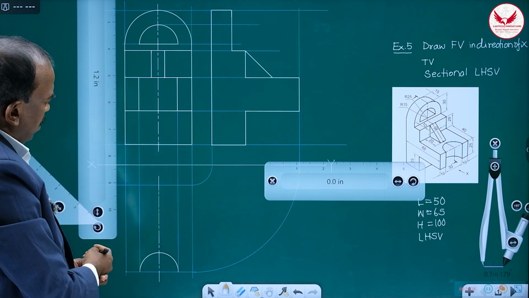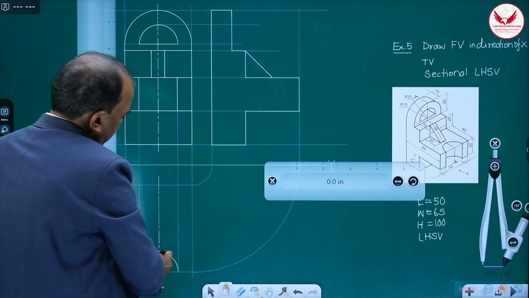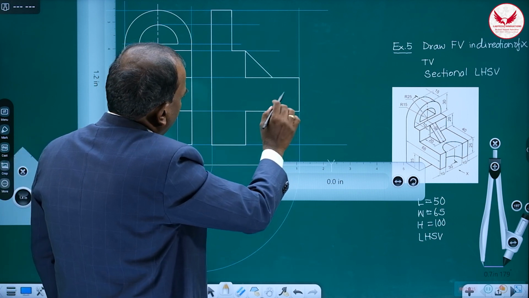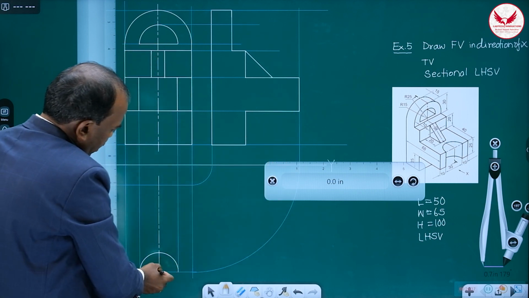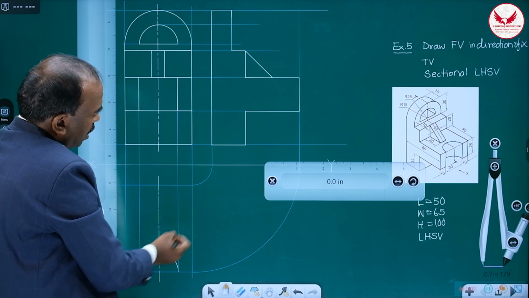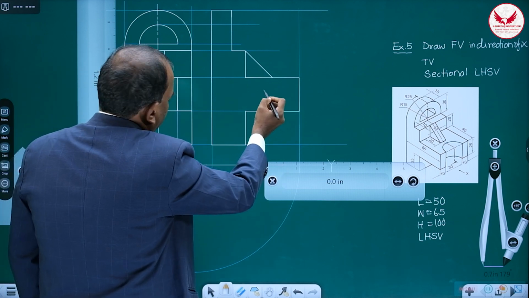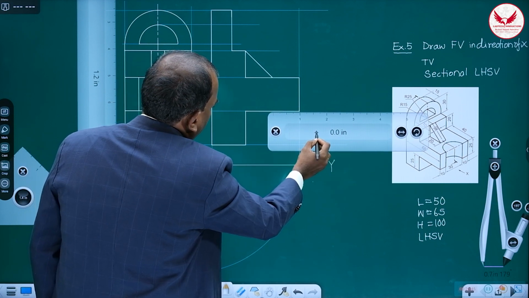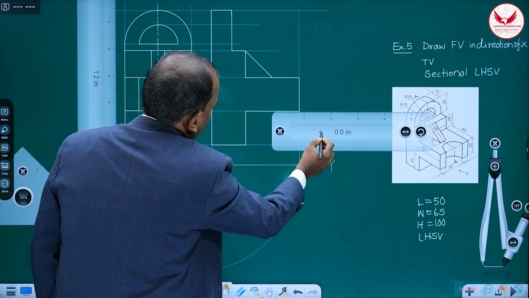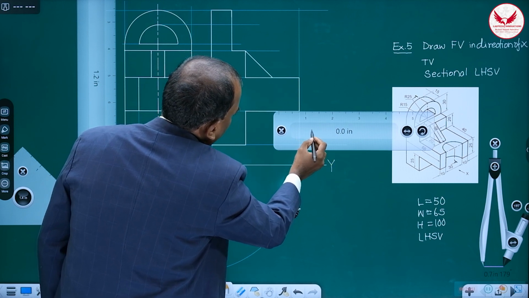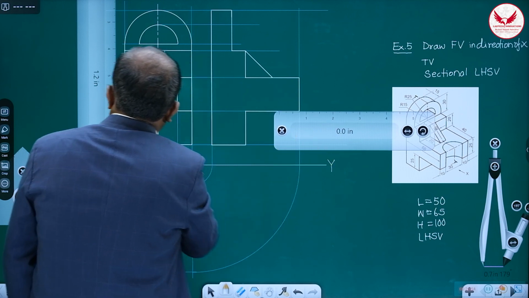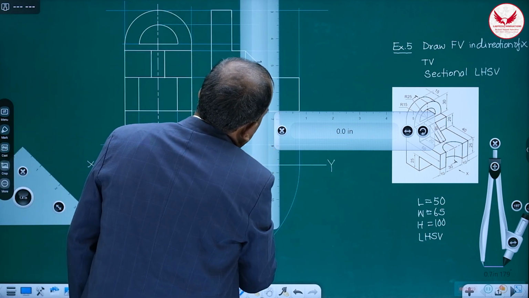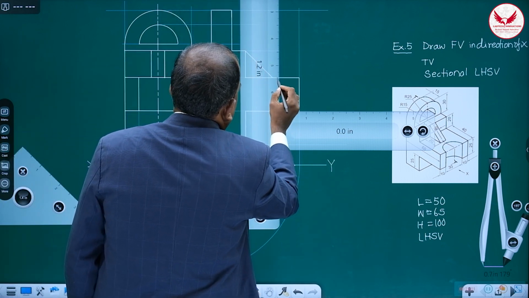Now, either you can take the projection of this semicircle from this side in this view, or straightaway the radius of this semicircle is 15, and from the outer side at a distance of 15, we can mark the dotted line in this portion.